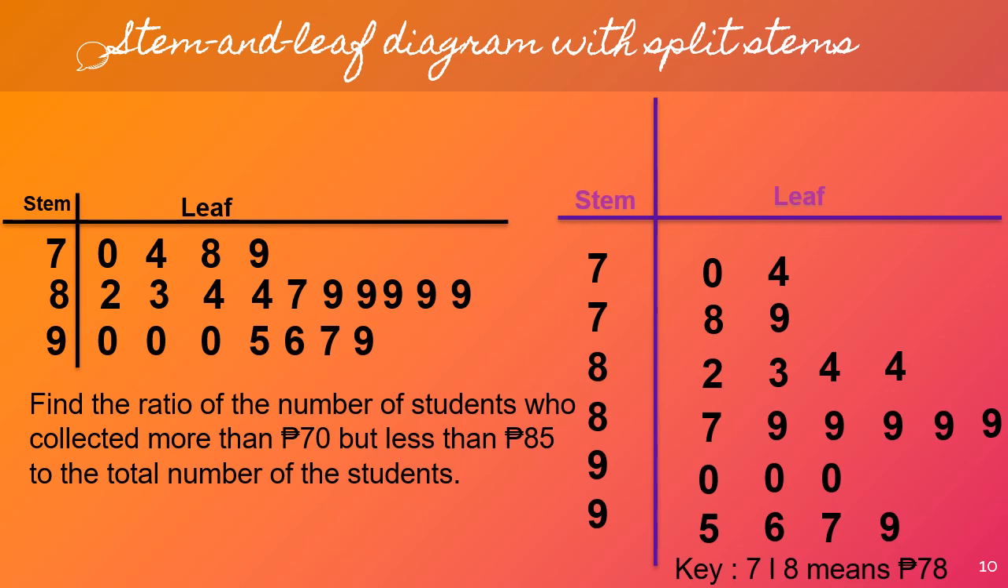We have a question here. Find the ratio of the number of students who collected more than 70 pesos but less than 85 pesos to the total number of students. The required ratio is 7 out of 21, since 7 of the students collected more than 70 but less than 85, and we have 21 students in total. Then simplify your answer by dividing by 7. So the required ratio is 1 is to 3.